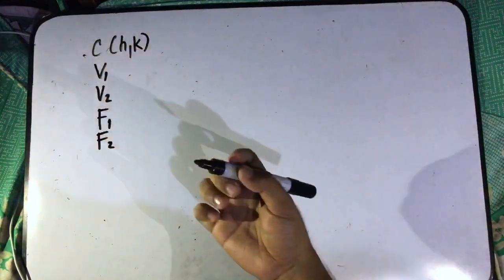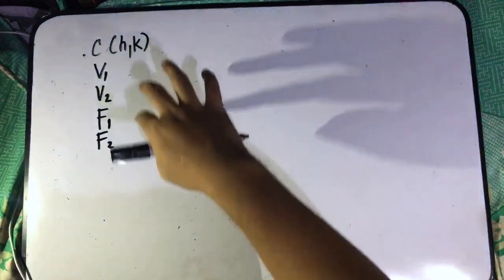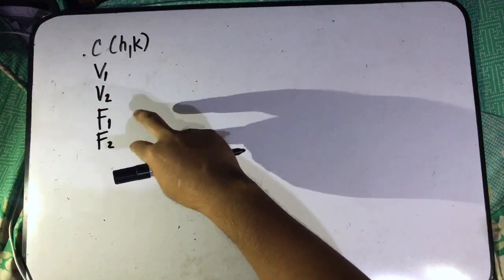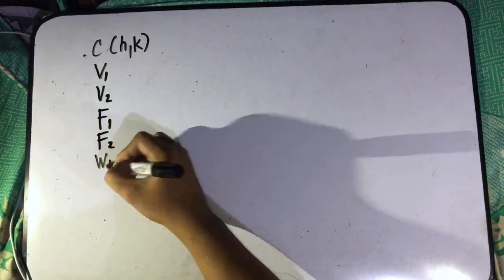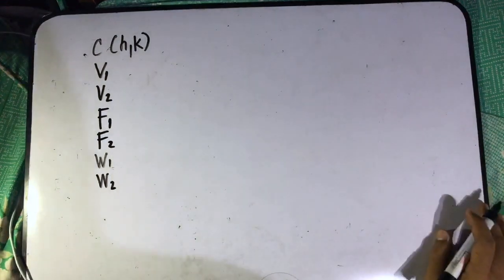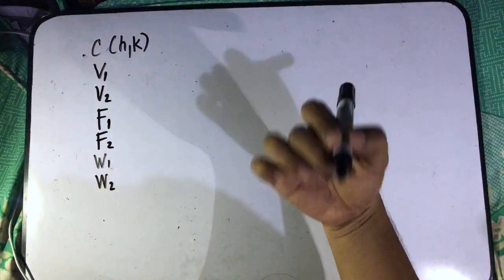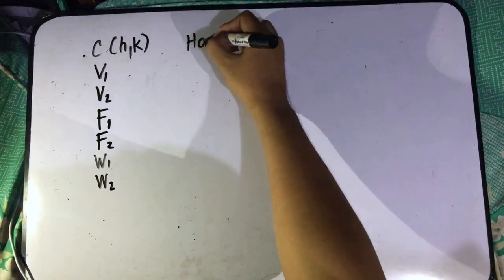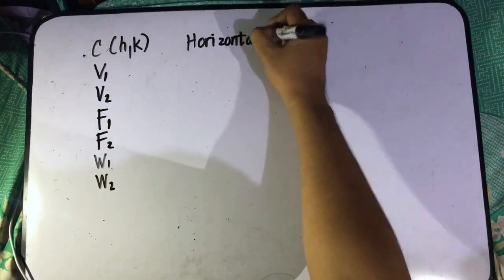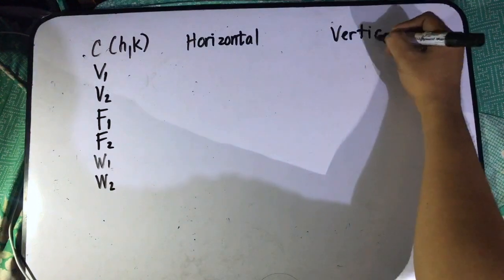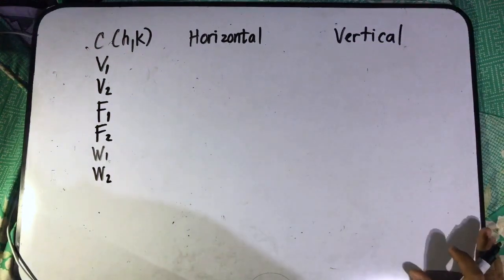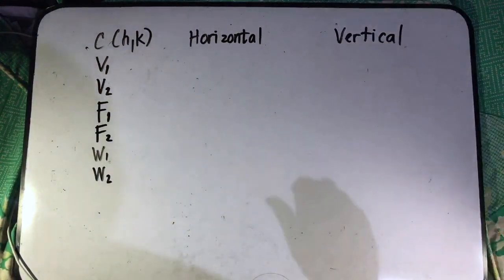And V1 and V2 will be the major axis. Also, it is collinear to the foci. And the minor axis will be now called as W1 and W2. So, paano ba natin ito drawing yan? Actually, there are two types of ellipse. It is either horizontal or vertical. So, ano ba yung pagkakaiba ng horizontal? Ano yung pagkakaiba ng vertical?